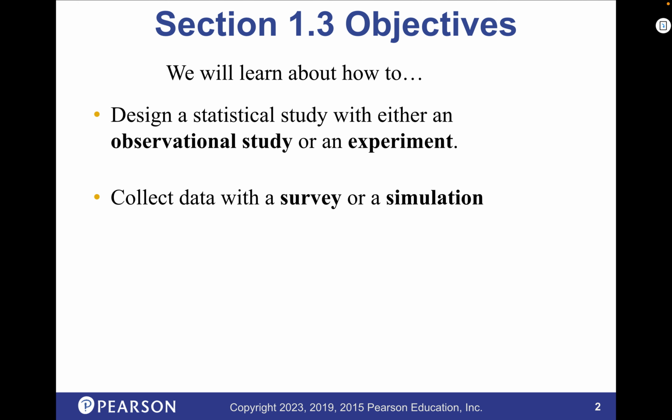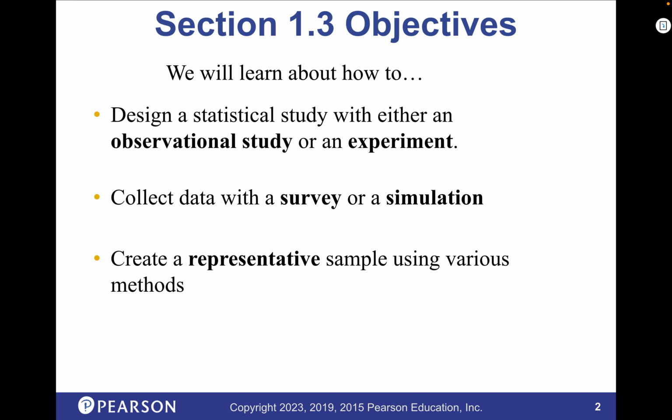That's the key part. We're going to look over ways to do studies. So there's a survey. There's also simulation, which is using computers. We'll talk about those. And then we talked earlier about the importance of getting a representative sample for a statistical study. So a sample that represents the population, right? And so we're going to look at methods to do that.